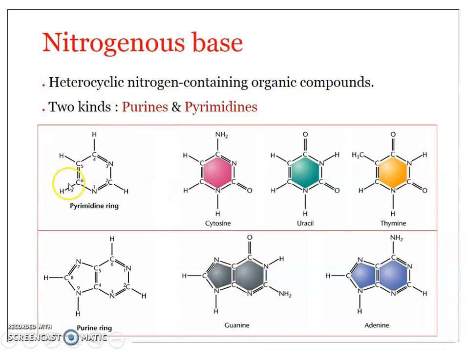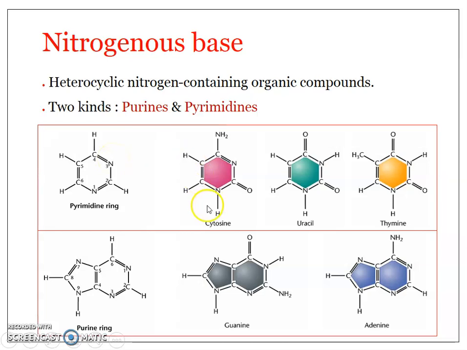Now, the basic structure of pyrimidine is this one, where the first and the third position is occupied by nitrogen, and the rest of the positions are occupied by carbon. Okay, and every carbon is attached to a hydrogen atom, and there are alternate double bonds in the pyrimidine ring, right? So when we speak about the different types of pyrimidine, cytosine, uracil, and thymine, they are just modifications of the basic pyrimidine ring.